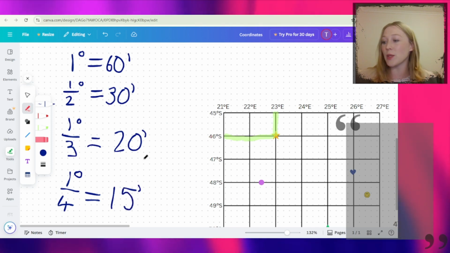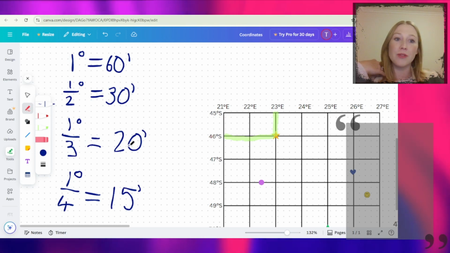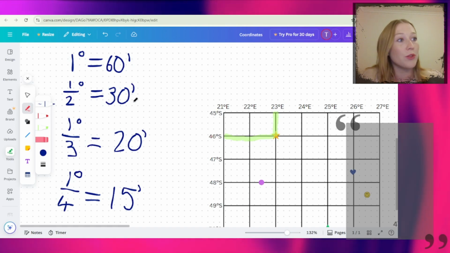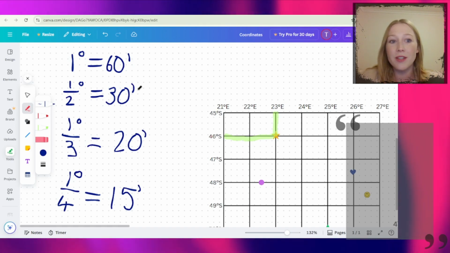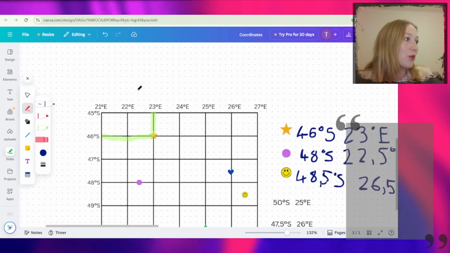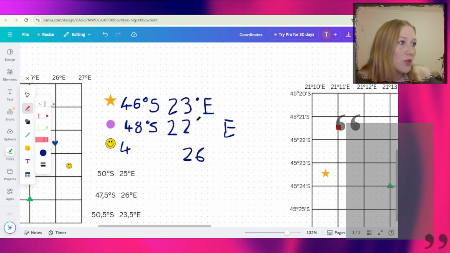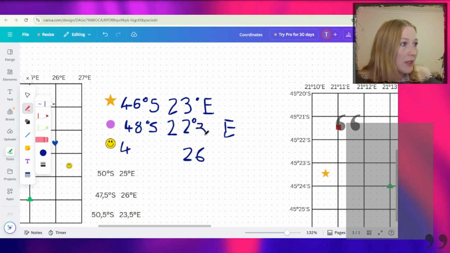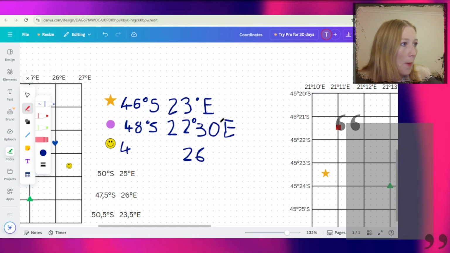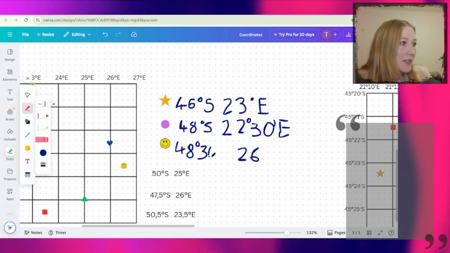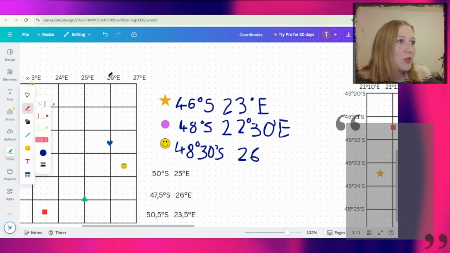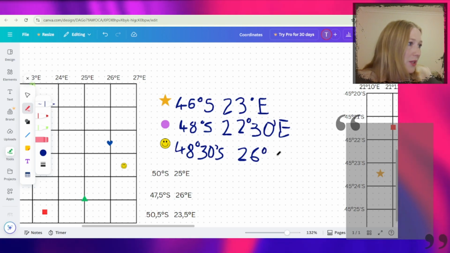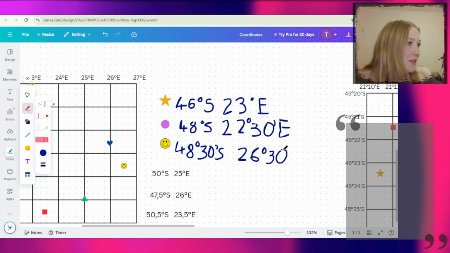Okay, so that's our next important piece of information. Up until now, we have said a half a degree, but I want to substitute this for the correct term, which is 30 minutes. So I'm going to go correct those. This one was 22 degrees, and a half a degree is 30 minutes. 30 minutes south. Good. And it was 26 degrees and a half. So 26 degrees, 30 minutes east.